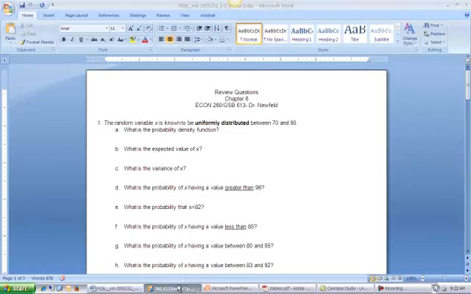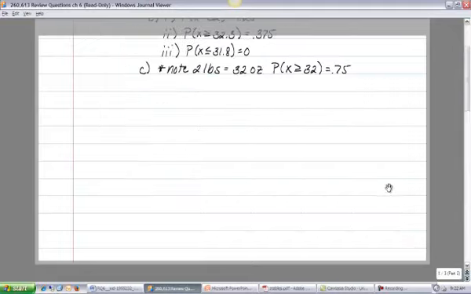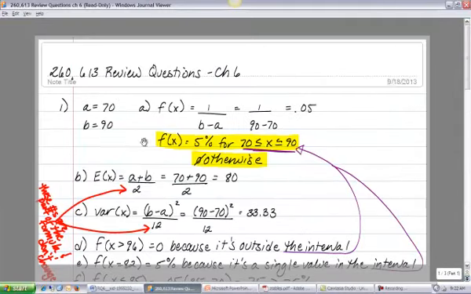So let's bring up our solutions. Scroll all the way to the top where I'm answering this. Okay, so A is your minimum value of 70, B is your maximum value of 90. It asks us to write out the probability density function. Well, that formula is f of x is equal to 1 over b minus a. So that's 1 over 90 minus 70, or 0.05.